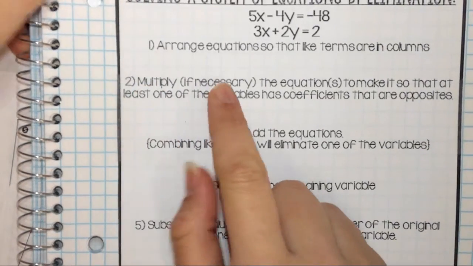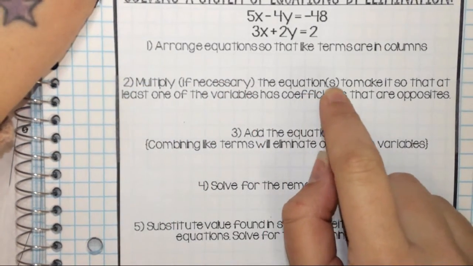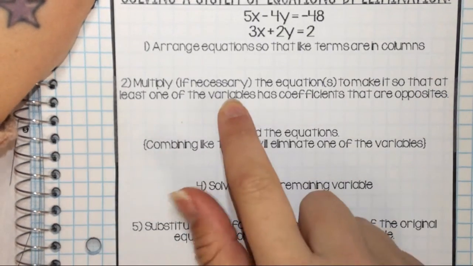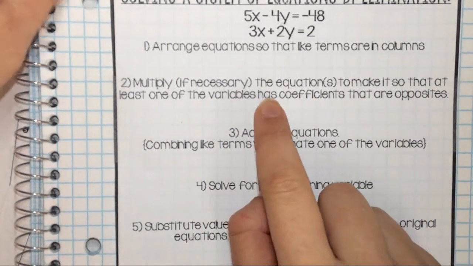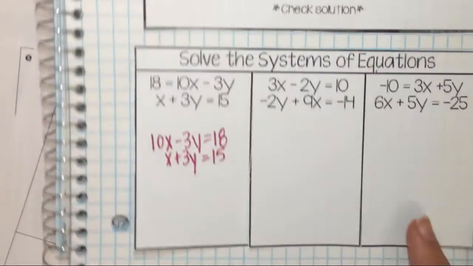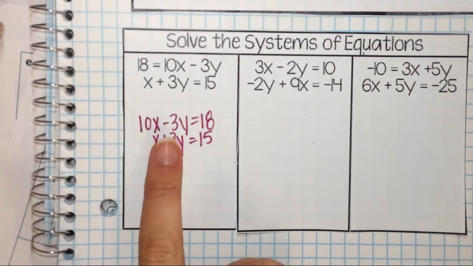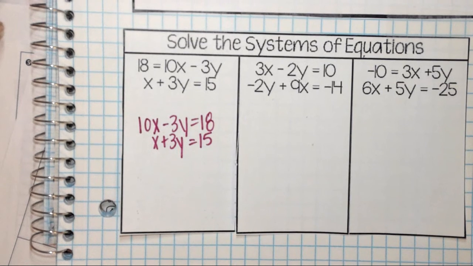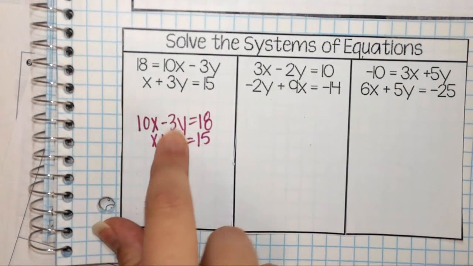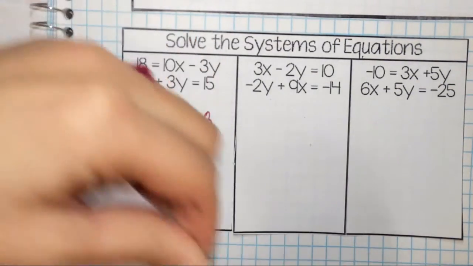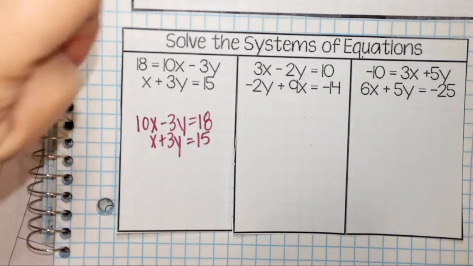Step 2 says multiply, if necessary, the equation or equations to make it so that at least one of the variables has coefficients that are opposites. So we need like coefficients. Do we have like coefficients on either of these variables? What does it mean for them to be like coefficients? The same. Okay, so our x isn't, but is our y the same? And they're opposites. It's magic.